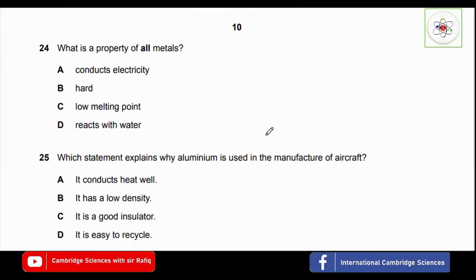What is a property of all metals? They conduct electricity. Yes, all metals conduct electricity, right? They are hard. Not all metals are hard. Low melting point. Metals usually have high melting points, except group 1 or group 2. Reacts with water. Not all metals react with water. So this is the property of all metals, that they conduct electricity.